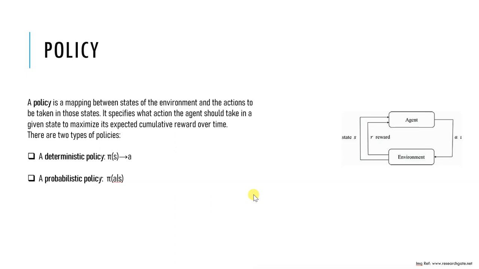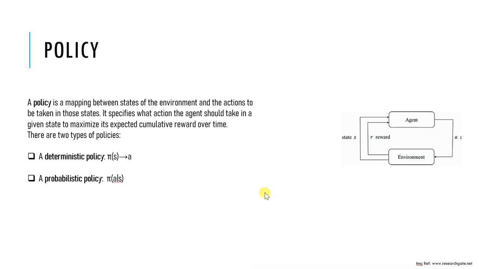A deterministic policy maps each state to a single action, while a stochastic policy maps each state to a probability distribution over actions. In other words, the stochastic policy specifies the probability of taking each possible action in that given state. Like we know, the RL agent's goal is to learn an optimal policy that maximizes the expected cumulative reward over time. This can be achieved through trial and error learning, right?